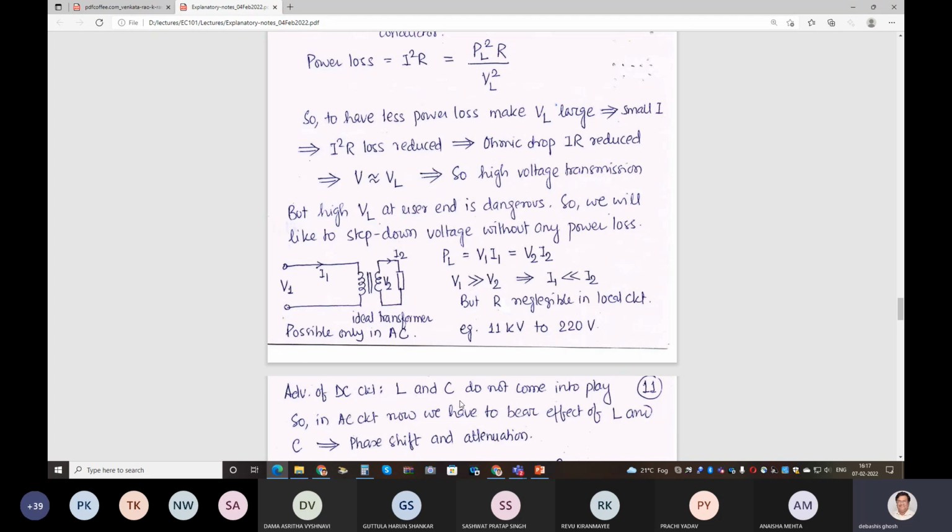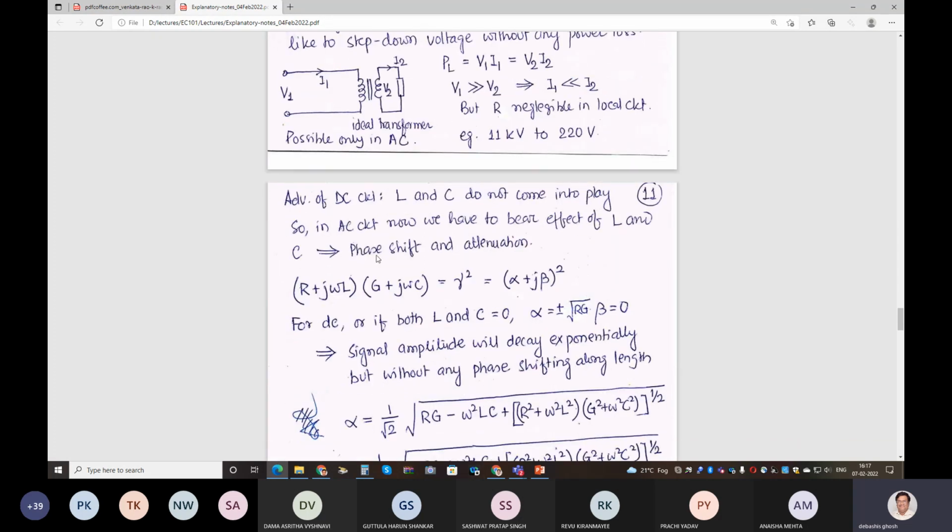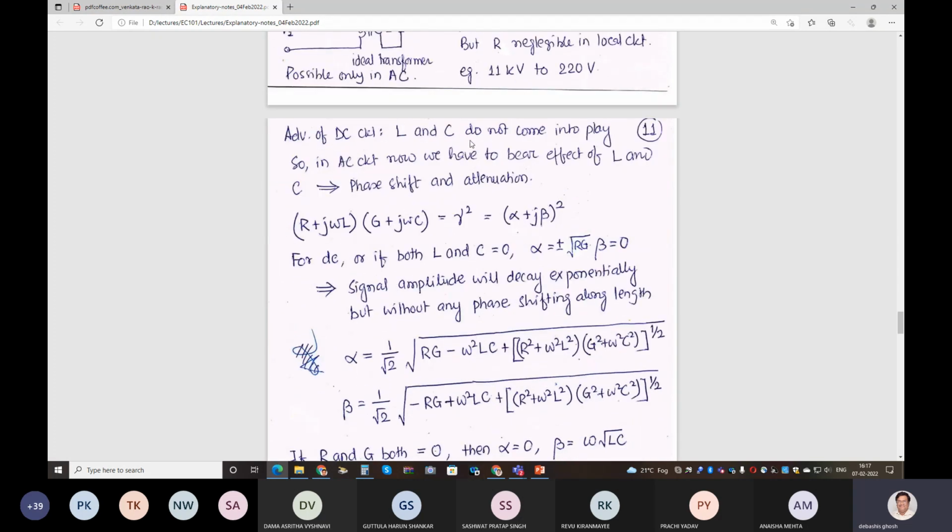Okay, so that is the problem. You see the advantage of a DC circuit is that L and C do not come into play. But in an AC circuit we have to bear the effect of L and C, which we have seen earlier. L and C are responsible for two things in my circuit, that is phase shift and attenuation.